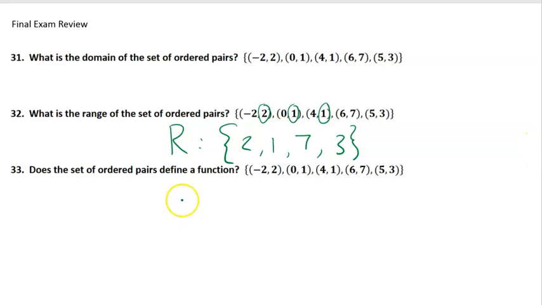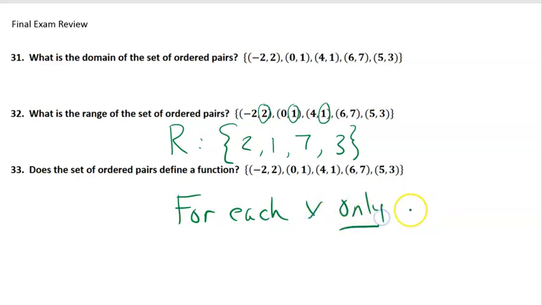Okay? Does the set of ordered pairs define a function? For a function, for each x value, there's only one y value. So for x equals -2, the y value associated was 2. Do you see -2 for an x value again? No. So for -2, there's only one y value. For 0, the y value is 1. Check to see if there's another 0. So for 0, there's only one y.